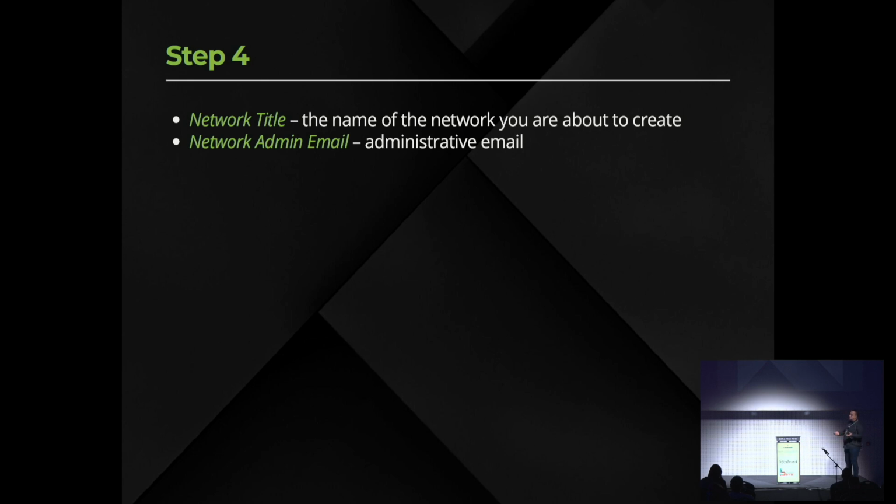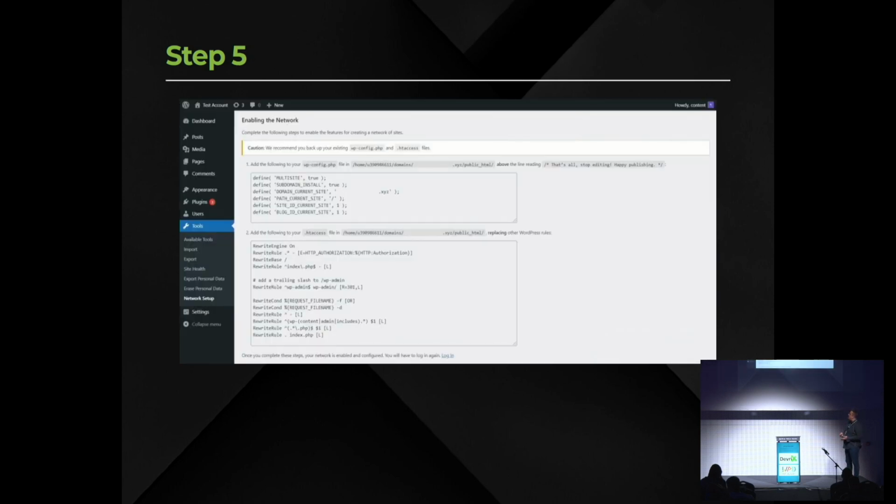Network title is the name of your network of sites. And the network admin email is the administrator email. All those things you can find online. You can contact me, you can find them online. I found it online. Everything that's introduced here should be put inside of wp-config and .htaccess.